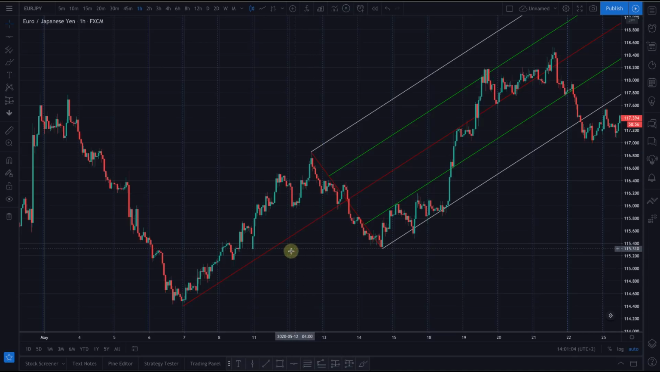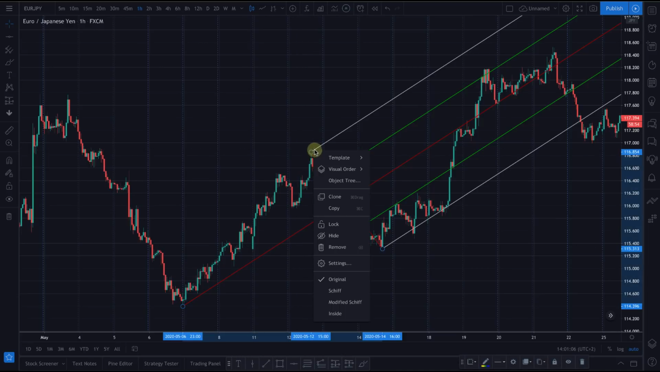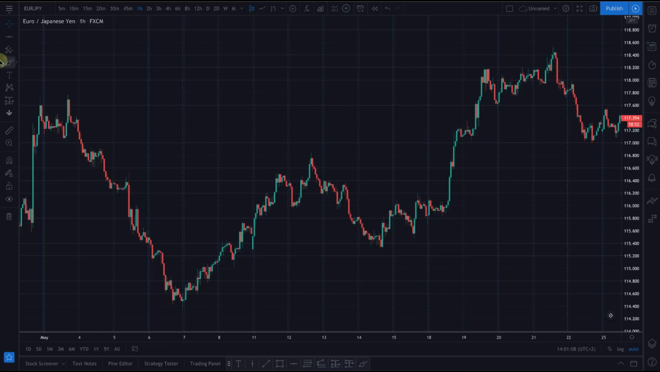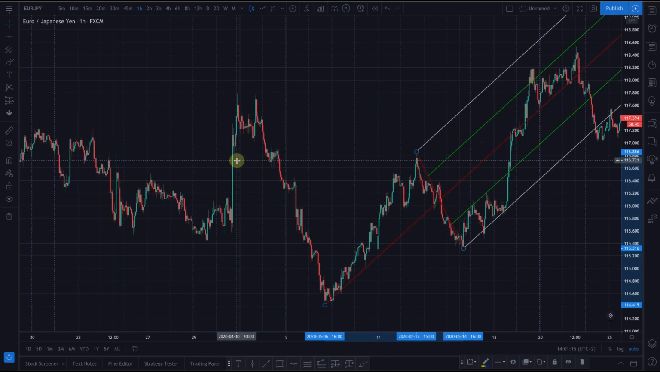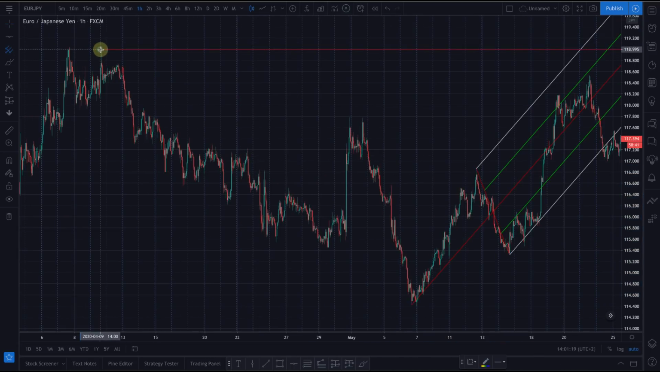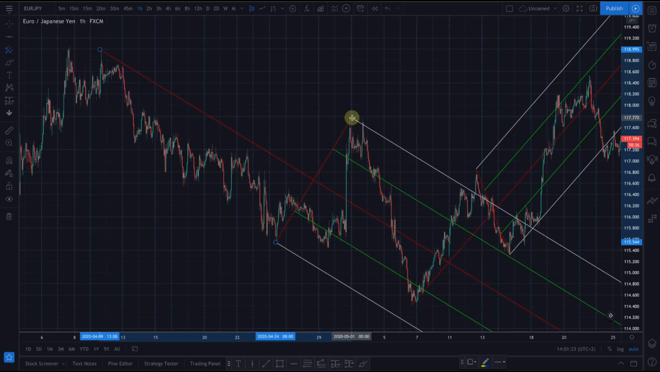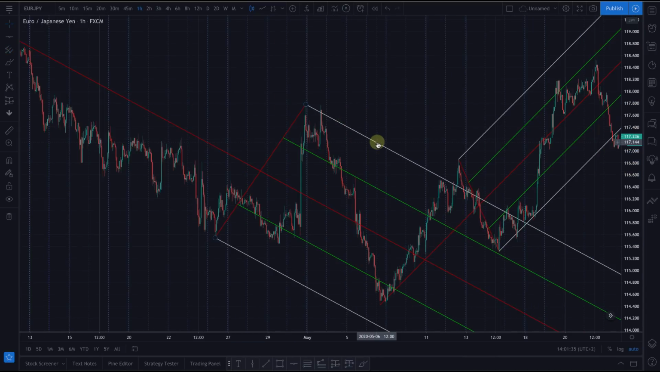So the first thing you need to draw a pitchfork is a low, then a high, and a low. Or obviously for a short, you need a low here, a high here, and then a low, and then a high. So those are your potential pitchforks.